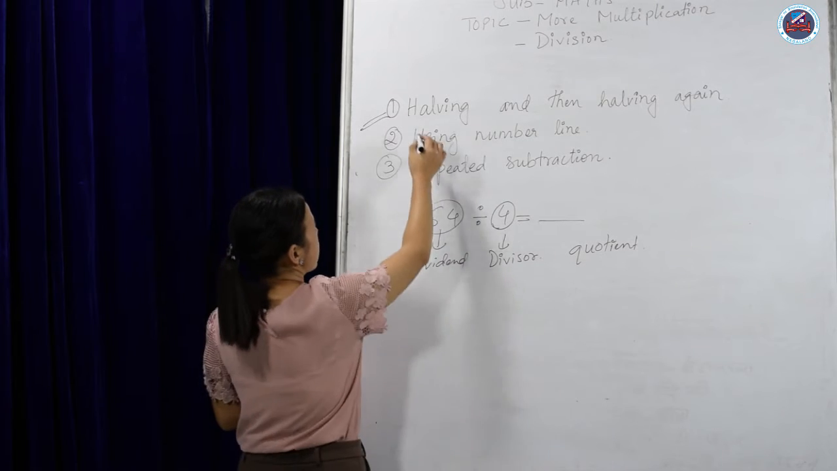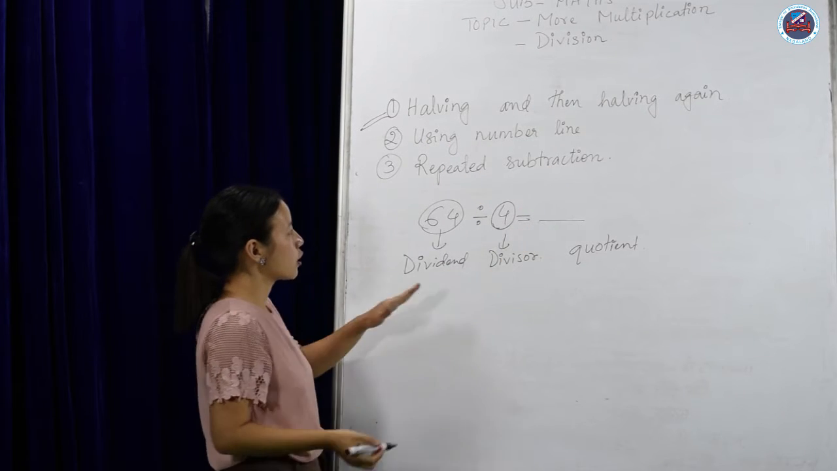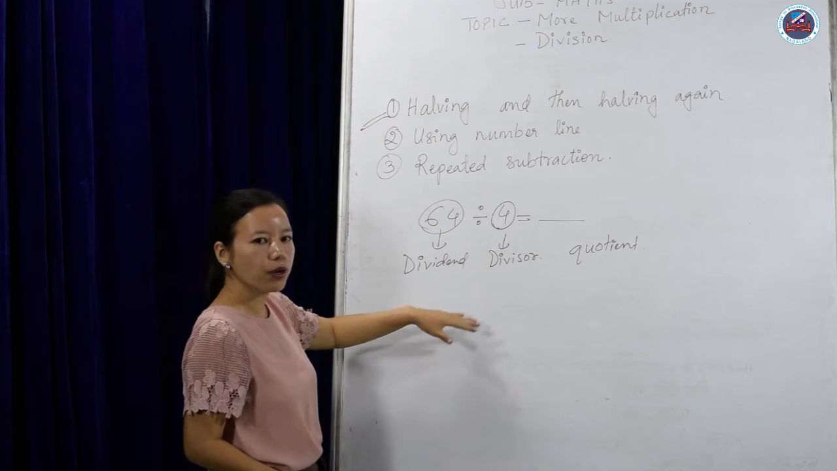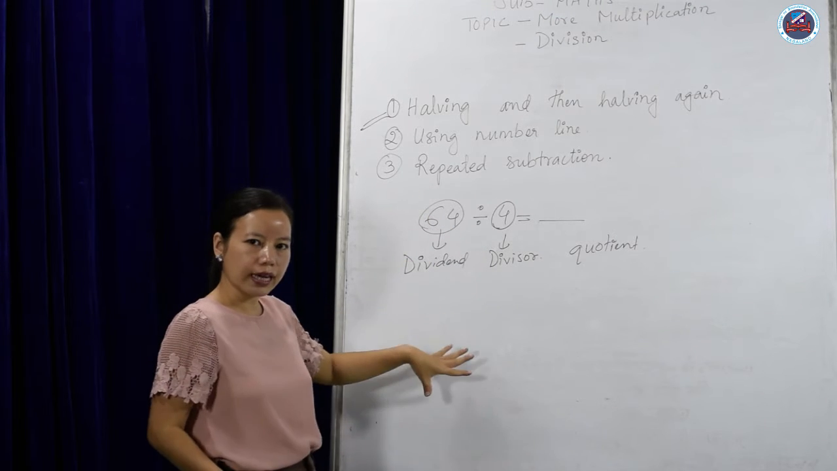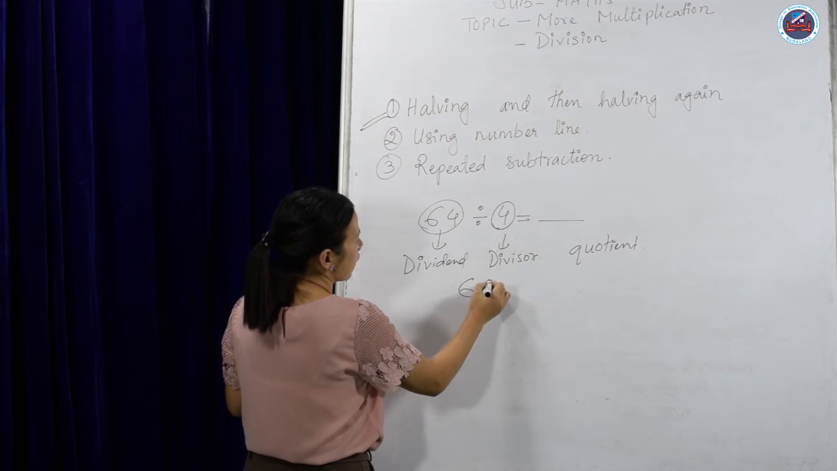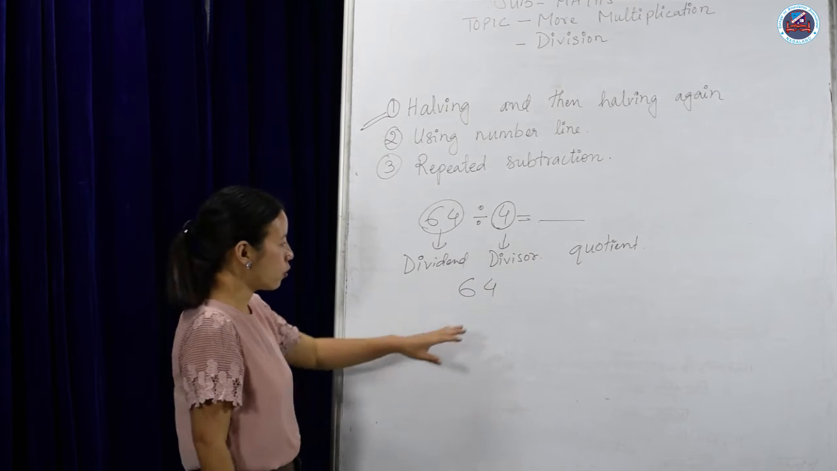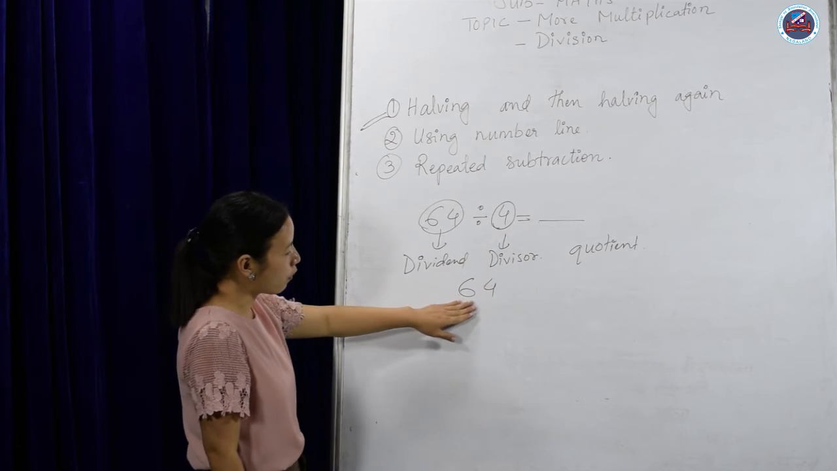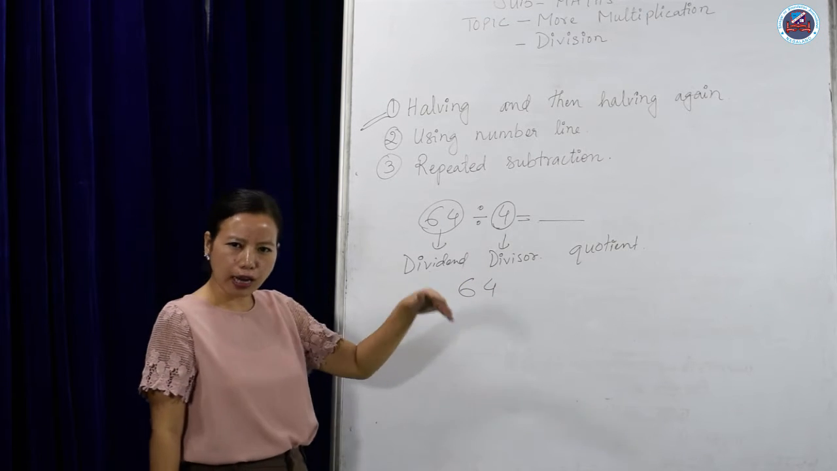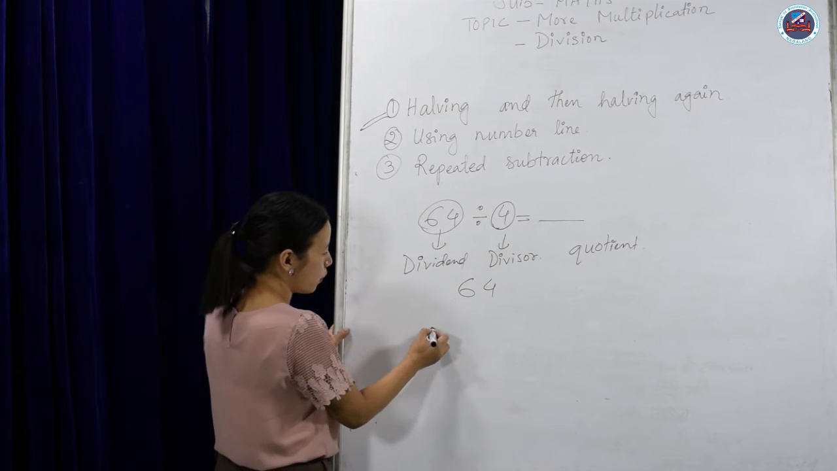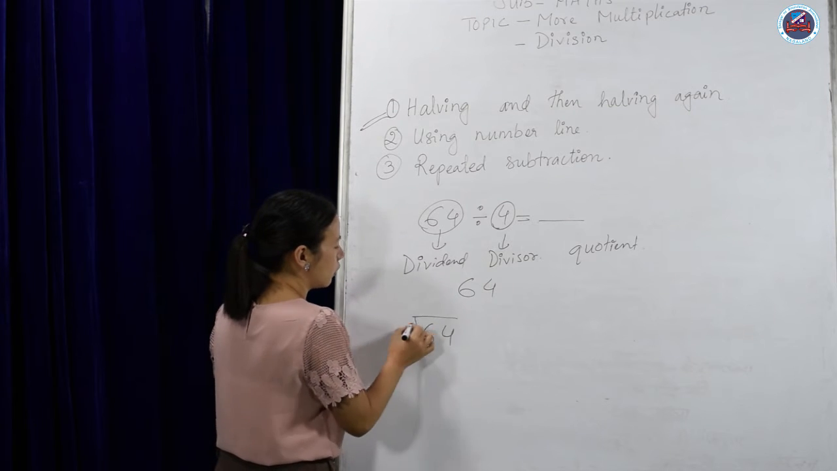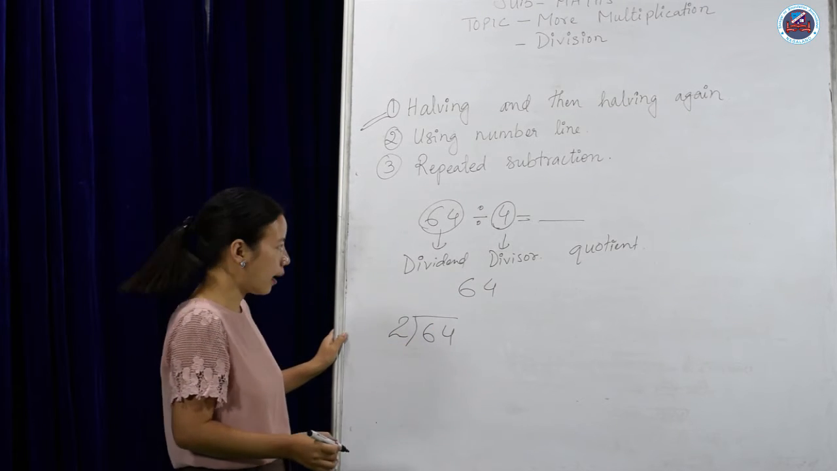Alright? So it says halving and halving again, so we're going to first find half of this number, and then again we're going to find half of the number which we get. Okay? How do we do this with 64? We are going to find half of this number, right? We have already learned to find half: we divide it by 2. So to find half of 64, divide it by 2, alright?